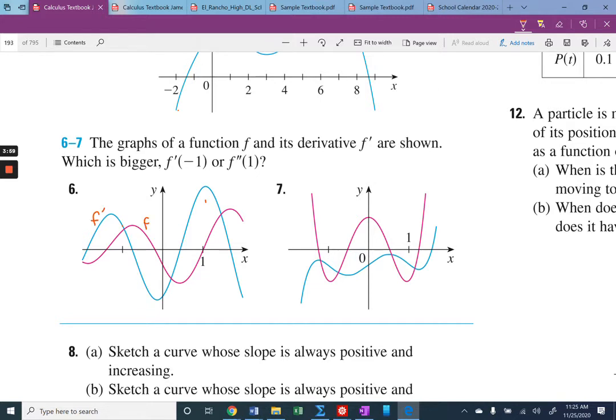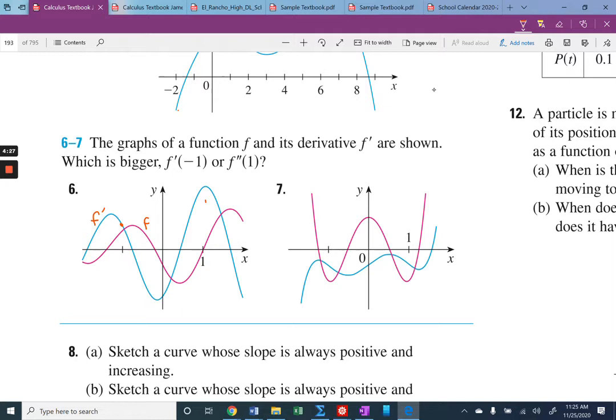And I want us to compare f prime of -1 and f double prime of 1. Now we can't see f double prime, but we should be able to tell something about f double prime from these two graphs. Well, -1 is right here, and f prime being the blue graph gives us this value right here. That's a positive number. So let's keep that in mind for a moment, and then we'll see if we need to look further into its magnitude.